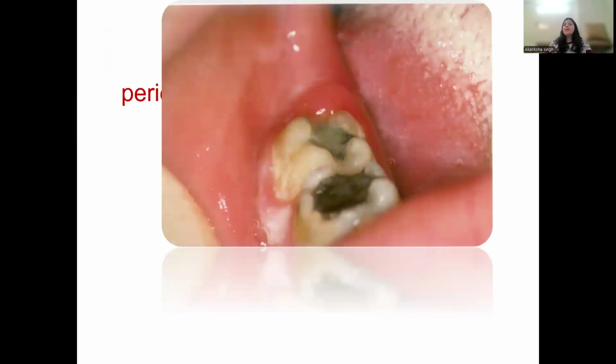Next topic is pericoronitis, which you commonly call the case of operculectomy, which is mostly seen in the third molar region.